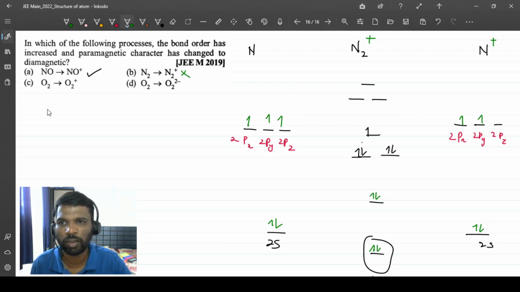O2, we know that the bond order is 2. If it is an O2 molecule, then it will be this way.